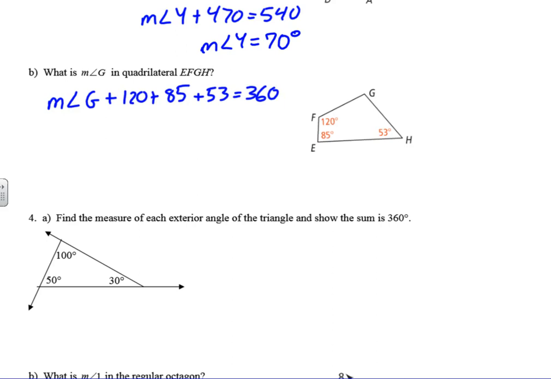And so we do 120 plus 85 plus 53. So the measure of angle G plus 258 equals 360. So we're going to subtract 258 from 360, and we will get 102 degrees. Okay.